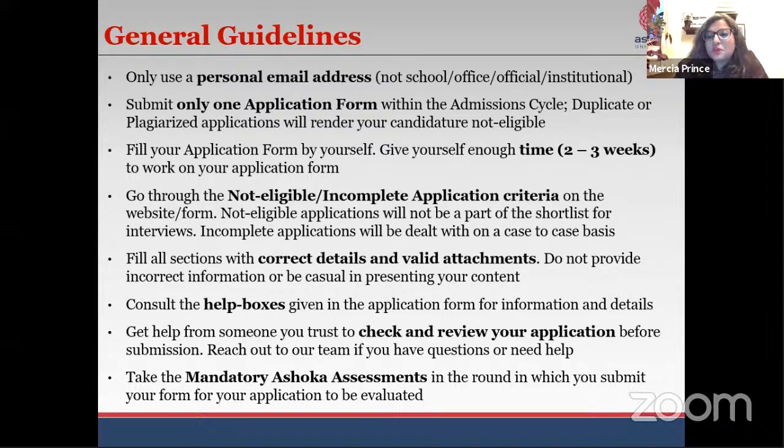But before you get to the point of submitting, we would recommend that would be a good time for you to talk to someone that you trust, someone who can review and check your application form, and then you can submit it. Once you've done that, you take the mandatory Ashoka assessments in the round in which you submit your application form so that your application form can be evaluated, and then you can move on to the next stage, whatever that might be.